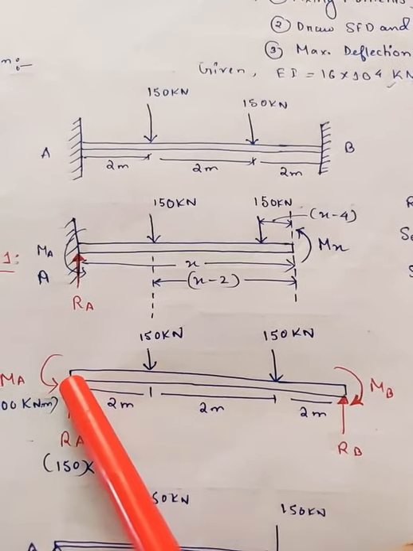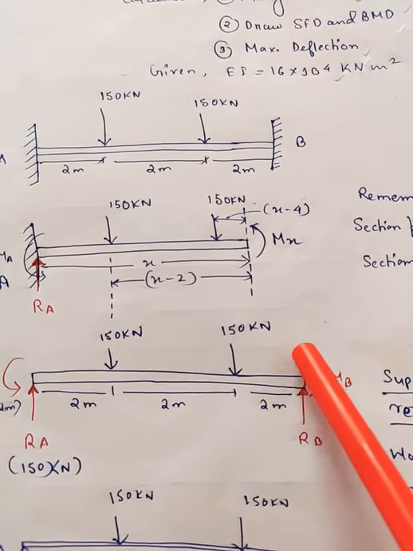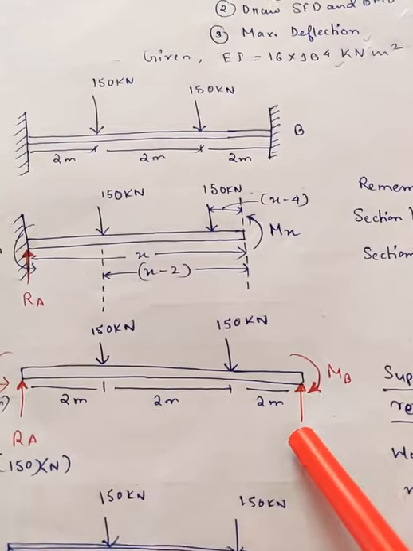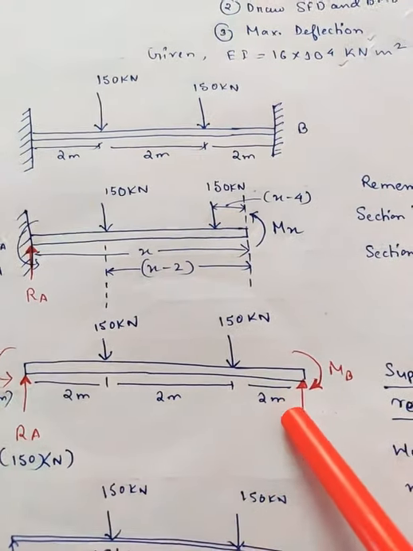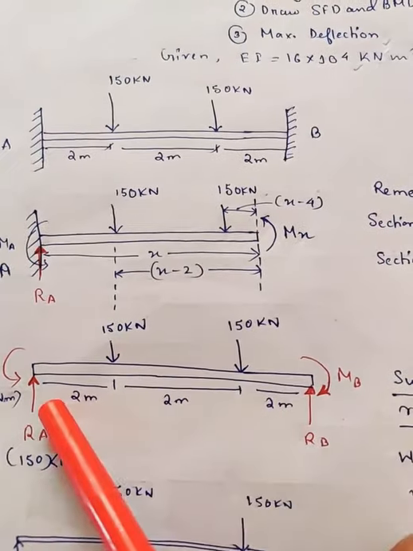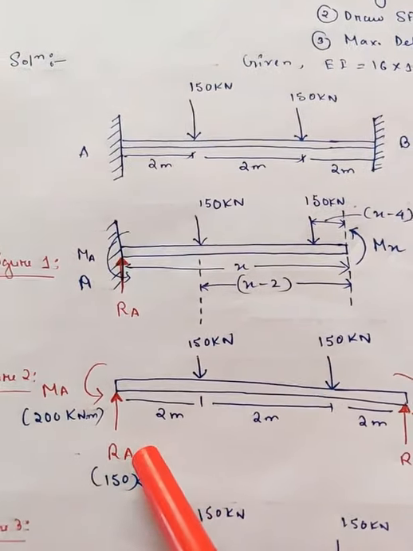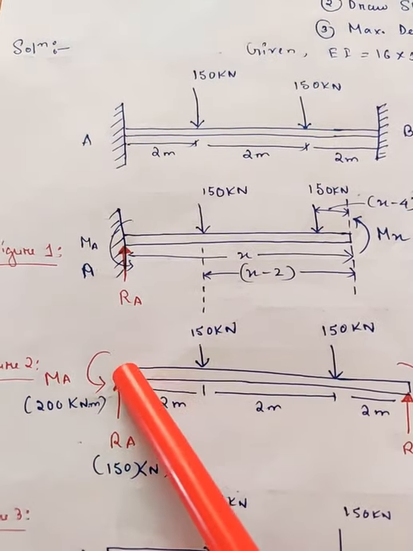And MB is acting clockwise, it will also be negative. Then RB is acting like this, anti-clockwise, it will be positive, at a distance of 6 meters, means it will be 6 RB. We will not consider RA as it is acting directly at this point.